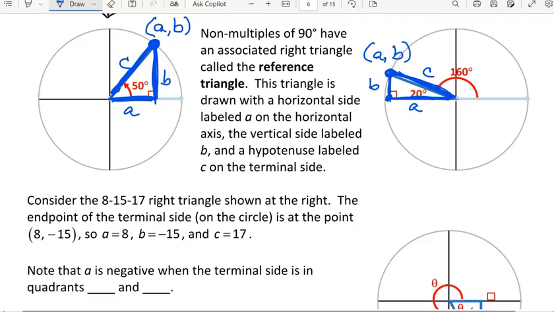All right, so what we're going to notice is for the first quadrant picture, the 50-degree angle, A, B, and C are all positive. In the second quadrant picture, A, the x-coordinate of the point A comma B, is a negative number. Okay, B and C are still positive.